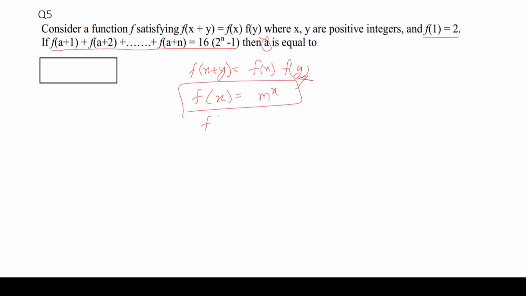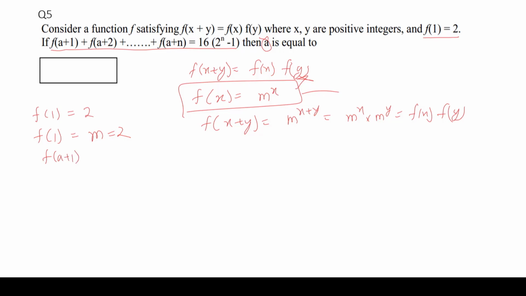You can see that by putting x plus y, you will get m to the power x plus y, that will be m^x into m^y, which is equal to f(x) into f(y). So now we know the function and we can solve this question. From f(1) equals 2, using this function we put 1 in place of x, and we get m equals 2. Now we need to find the values of f(a plus 1), f(a plus 2) and all such values up to f(a plus n).